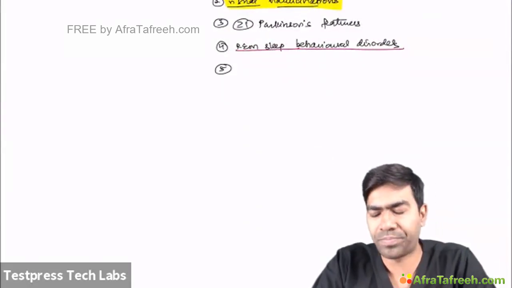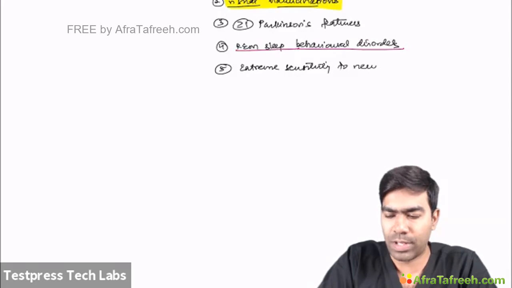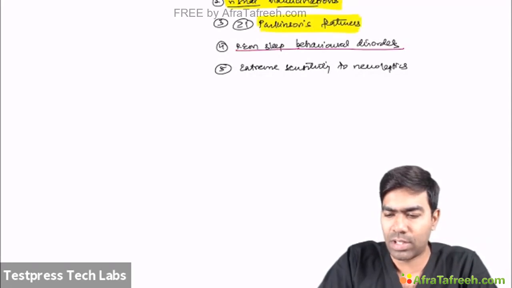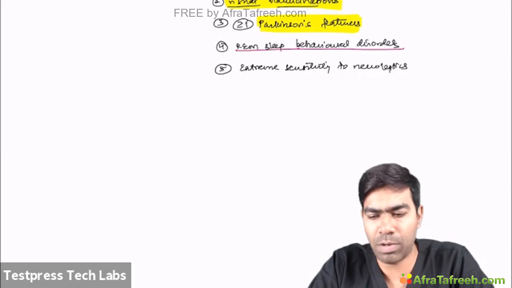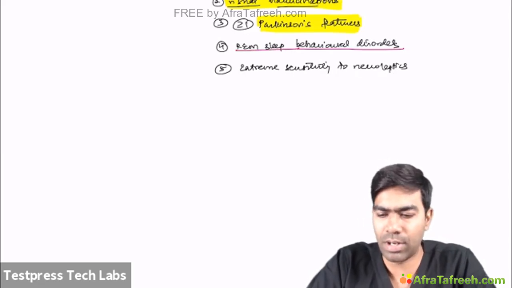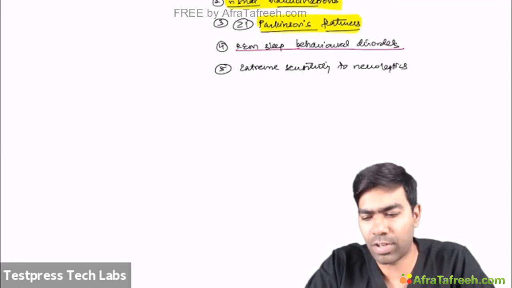And number 5, apart from this, they have extreme sensitivity to neuroleptics. That's a very important phrase. Why? Because they already have Parkinson features, and on top of that, if you give a neuroleptic drug like haloperidol, an antipsychotic, dopamine blockers are what we call neuroleptics, they will significantly worsen the Parkinson features, and the patient is going to suffer a lot. The patient may be frozen completely, and the rigidity, tremors, and bradykinesia will worsen a lot.